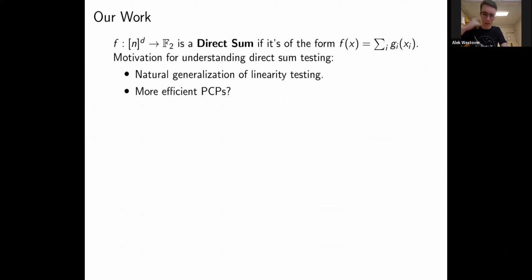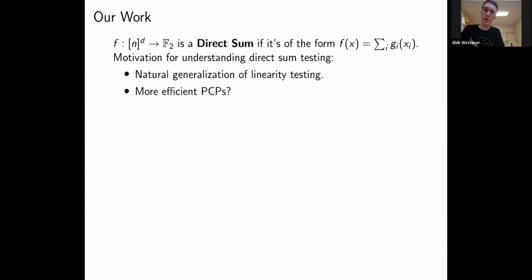And what we had thought about, in our work, was a certain generalization of linearity to grid domains. So a grid domain is just, instead of {0,1}^d, it's maybe [n]^d, 1 through n to the d, and we're still having a Boolean output. And we're going to say that such a function on the grid is a direct sum if we can decompose it into functions which only look at one coordinate of the input at a time.